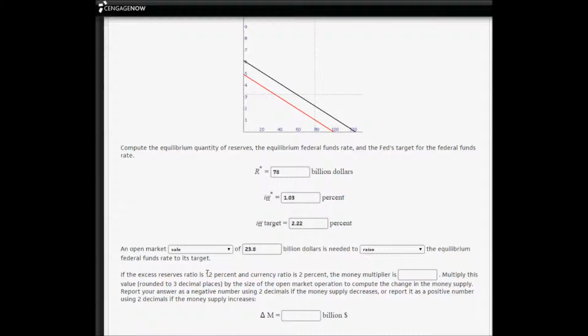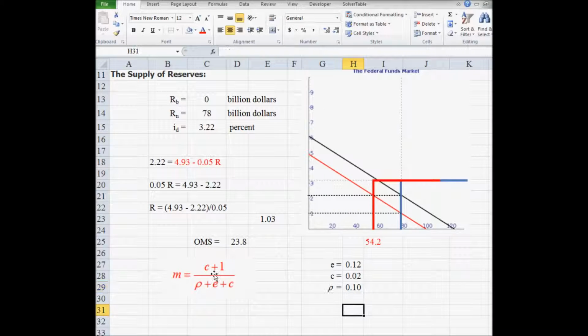If the excess reserves ratio is 12%, the currency ratio is 2%, and the reserve requirement ratio was 10%, which was given above, the money multiplier is what? Recall that the money multiplier in problem 1 of homework 6 was equal to 1 plus the currency ratio, C, which is 0.02 in this case, divided by the sum of the reserve requirement ratio, rho, which is 10% in this case. Now sometimes the reserve requirement ratio is denoted rho and sometimes it's denoted as RRR.